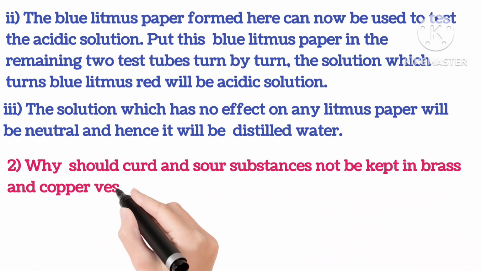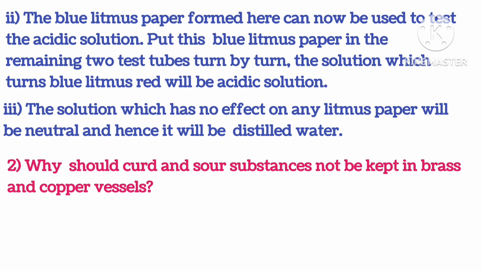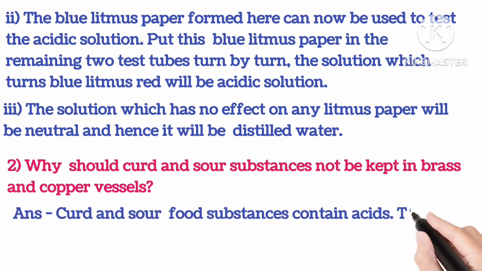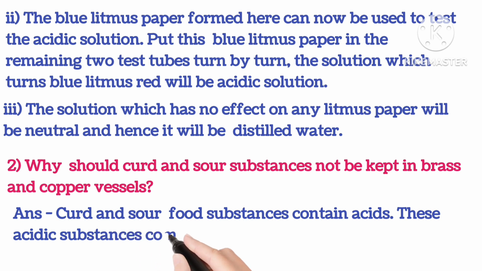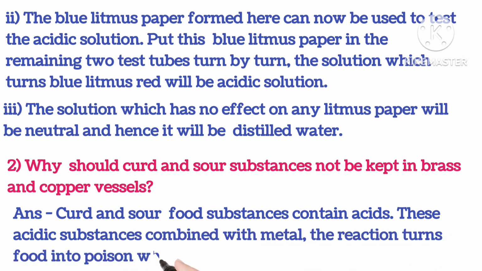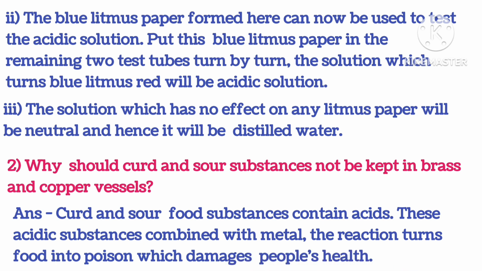Second, why should curd and sour substances not be kept in brass and copper vessels? Curd and sour food substances contain acids. These acidic substances, when combined with metal, react and turn the food into poison, which damages people's health.